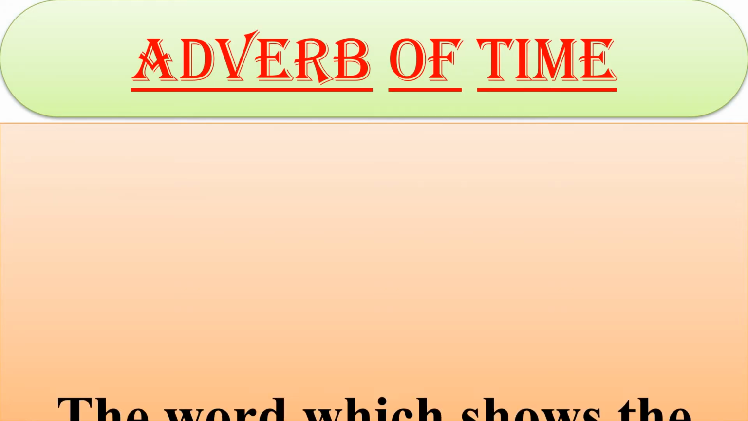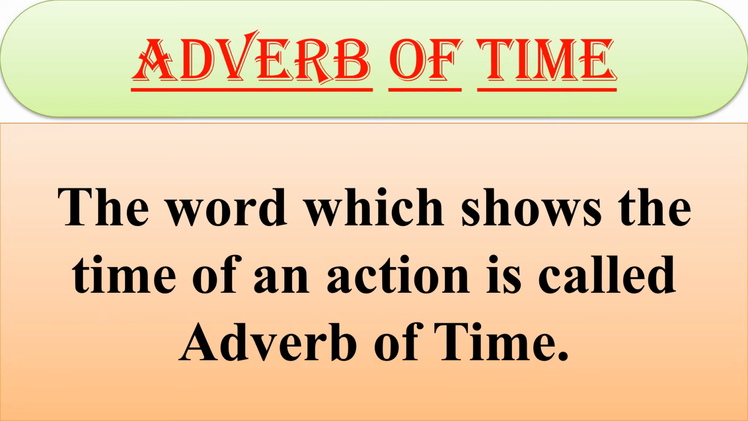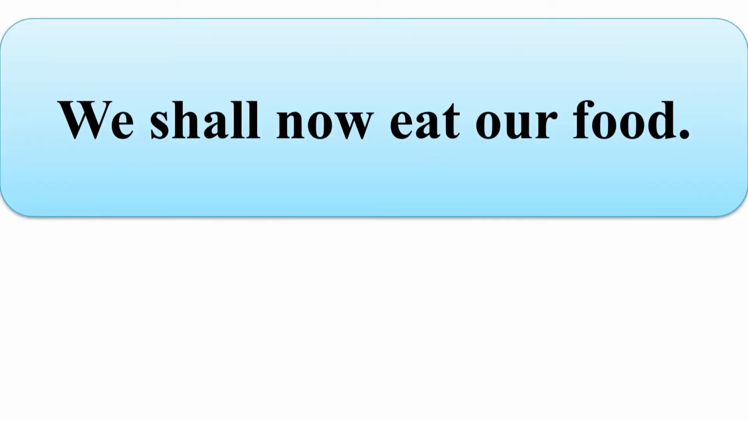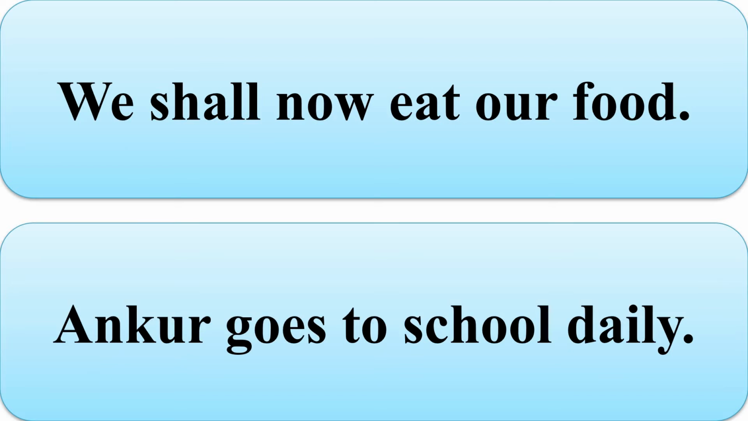The second one is adverb of time. The word which shows the time of an action is called adverb of time. Words जो ये शो करते हैं कि एक्शन किस टाइम में हुआ था, कब हुआ था, उन्हें हम कहते हैं adverb of time. We shall now eat our food. Ankur goes to the school daily. In the first sentence, eat is verb and now shows the time. In the second one, goes is verb and daily is showing the time. So now and daily are adverb of time.